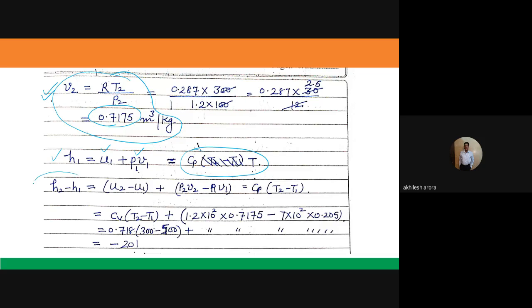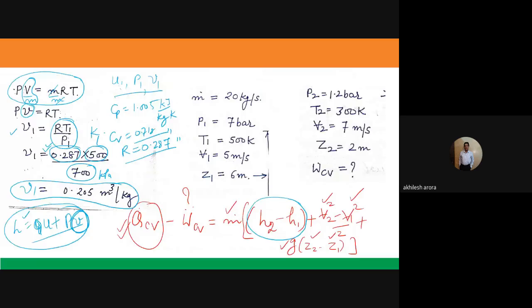And if I want to calculate the value of H2 minus H1, it would be equal to U2 minus U1 plus P2 V2 minus P1 V1. This also we will discuss later on. So U2 minus U1 is equal to Cv times T2 minus T1. And P2, I know, you can see it from here, it is equal to 1.2 bar. You can change it into kilopascal, so you have to multiply by 10 raised to power 2, and 1.2 into 10 raised to power 2 kilopascals.